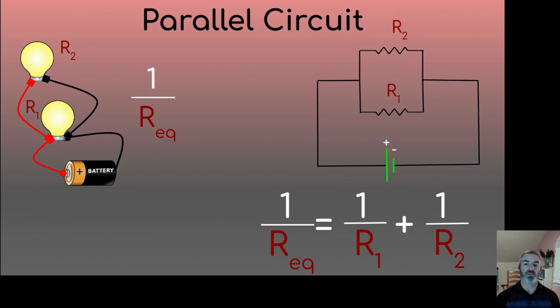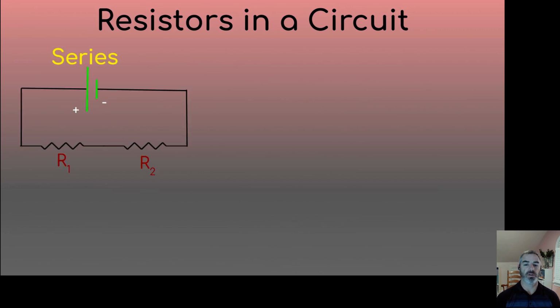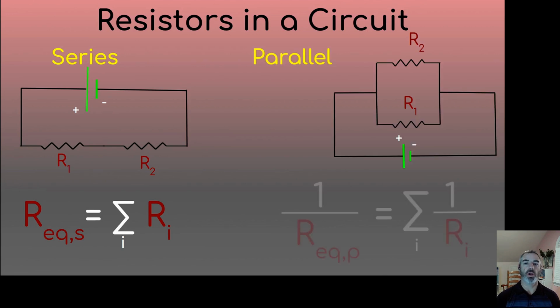Which is our equation for finding the equivalent resistance in parallel: 1 over Req equals the sum of the inverse of the individual resistors. So in series, the equivalent resistance, R_eq,S, equals the sum of the individual resistors. You just add R1 and R2. In parallel, we have the inverse of them, so we'd have to do 1 over R1 plus 1 over R2, which gives us the inverse of the equivalent resistance. So we have to flip it to find the value of the equivalent resistance in parallel.